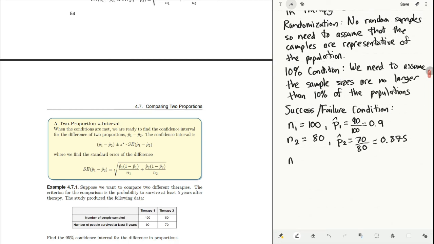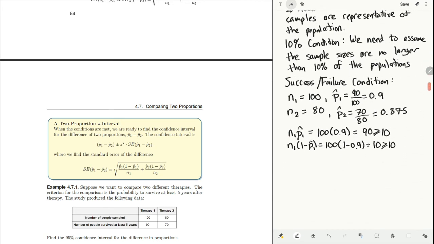So now we can calculate the success and failures for each of these groups. So n times p for group 1 is going to be 100 times 0.9, which is 90. And n times 1 minus p is 100 times 1 minus 0.9, which gives us 10. So we have at least 10 successes and 10 failures in the first group.